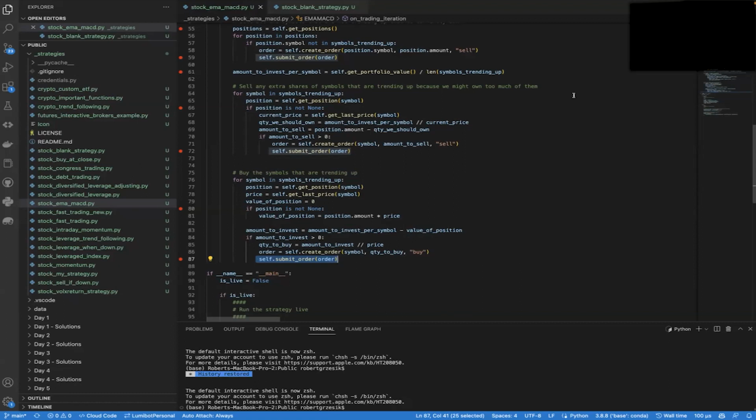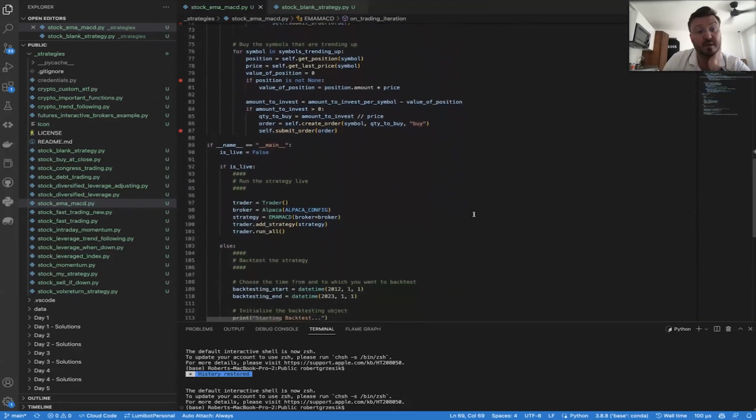Okay, and this breakpoint you use only when you want to test, correct? Yes. Yeah.